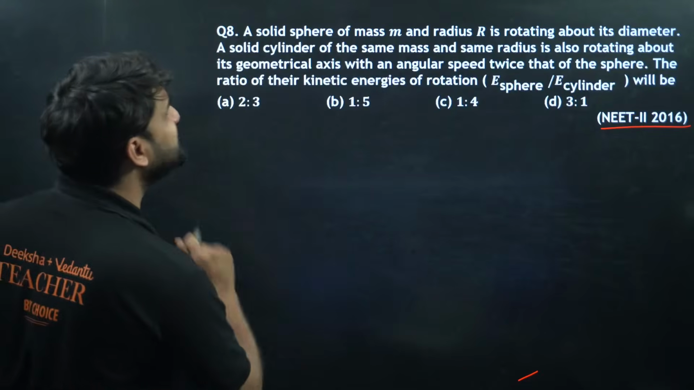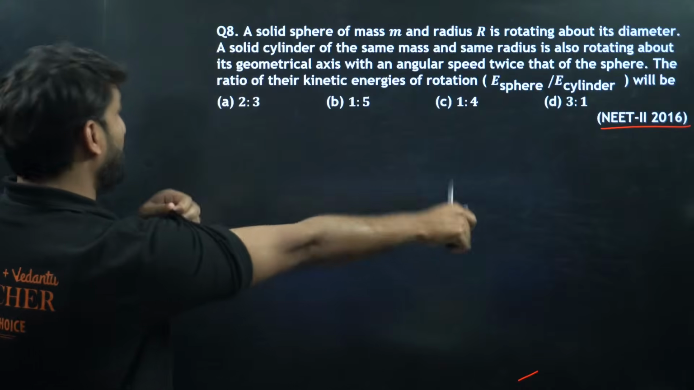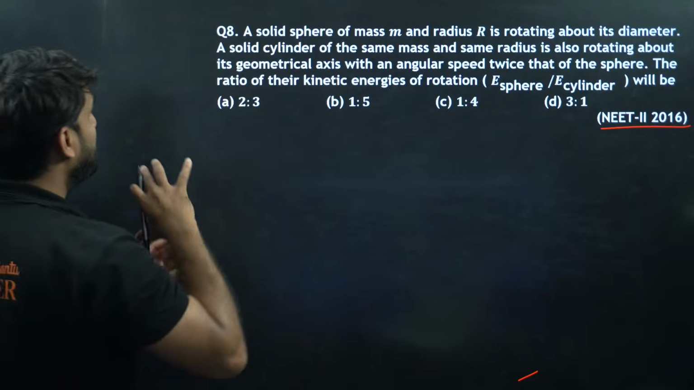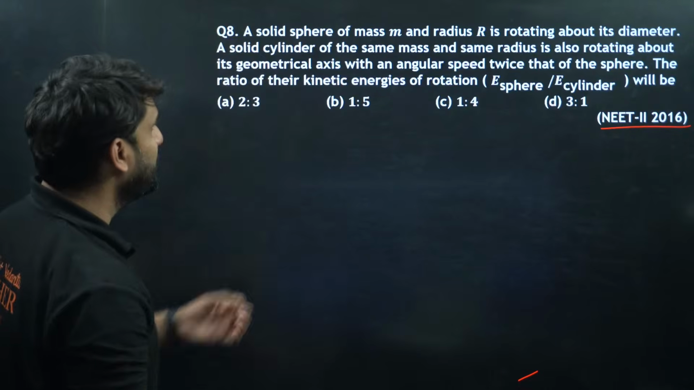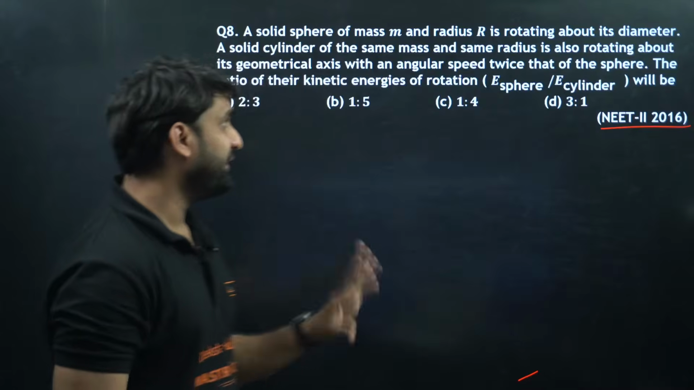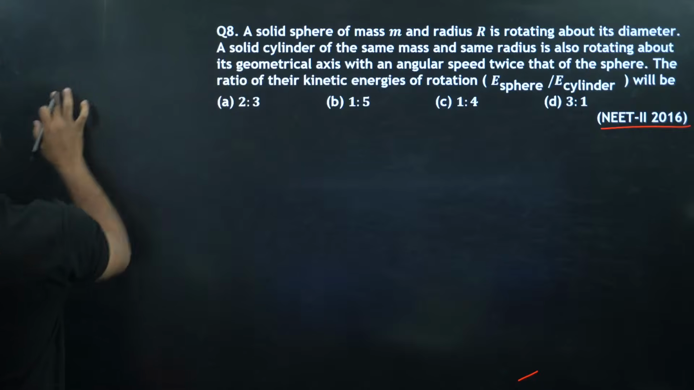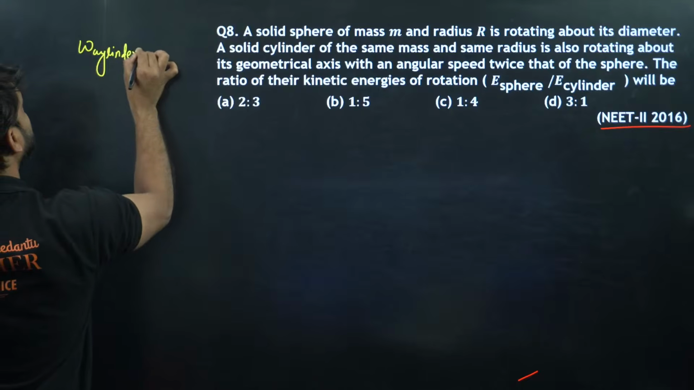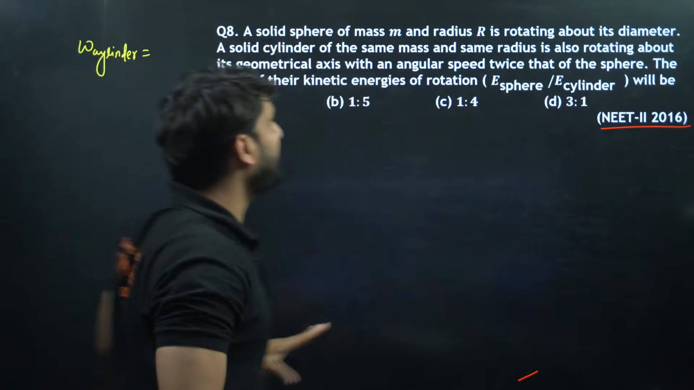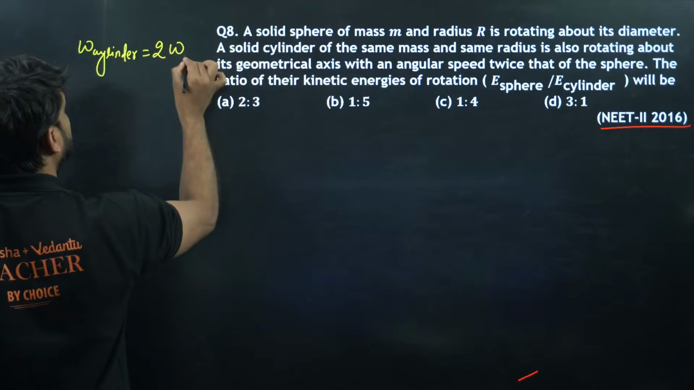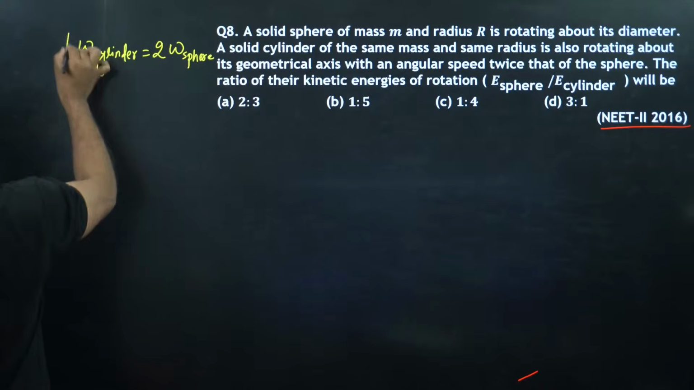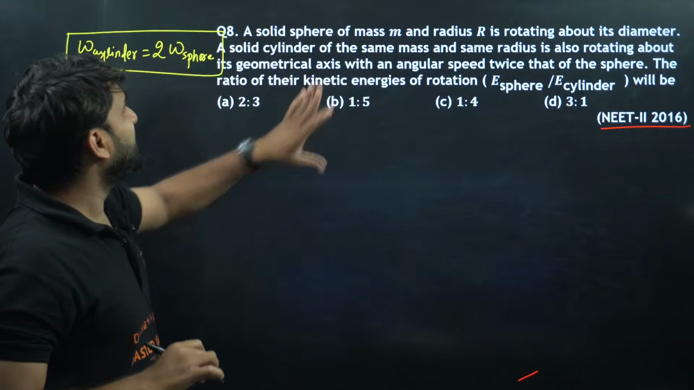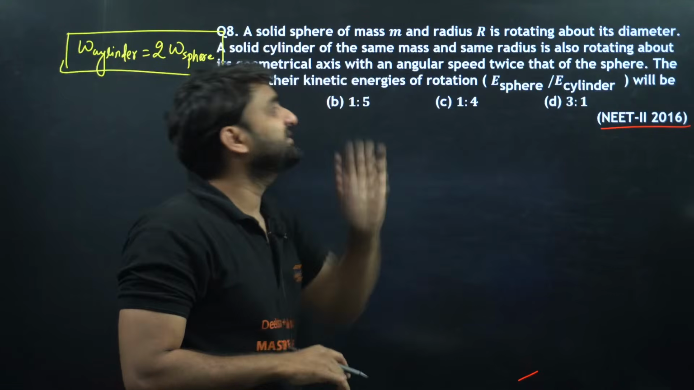Okay. What is the question? A solid sphere of mass m and radius r is rotating about its diameter. A solid cylinder of the same mass and same radius is also rotating about its geometrical axis, geometrical axis meaning center, with an angular speed twice that of the sphere. So the angular speed of the cylinder is equal to twice the angular speed of the sphere, 2 into the angular speed of the sphere. This is the condition given here. The ratio of their kinetic energies of rotation, E sphere divided by E cylinder, we have to calculate here.